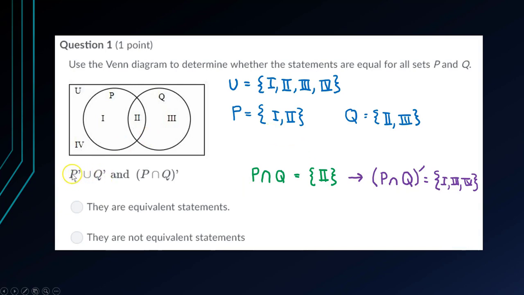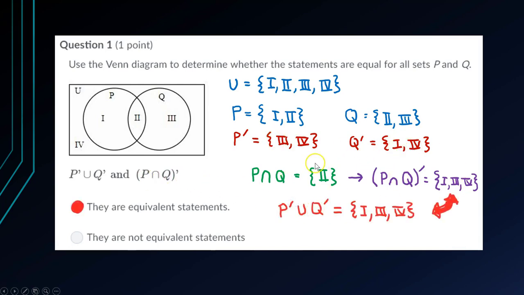Now I have to look at the two individual statements, not P and not Q. Well, if P is 1 and 2, that means that not P would be 3 and 4. Those are the things that are not in P. And if Q is 2 and 3, then not Q would be 1 and 4. And so if I do a union of these two, I'm going to combine the 1, the 4, and the 3 together, and I get 1, 3, and 4, which is the same thing as this statement up here. So that's a proof that they are logically equivalent.